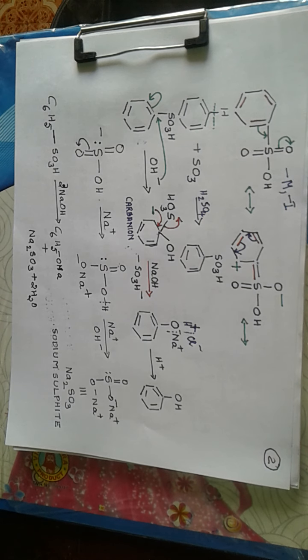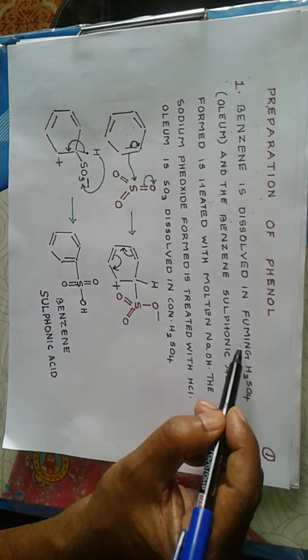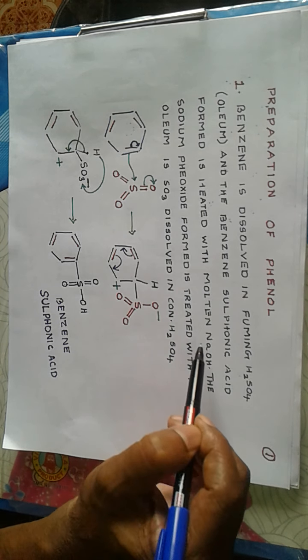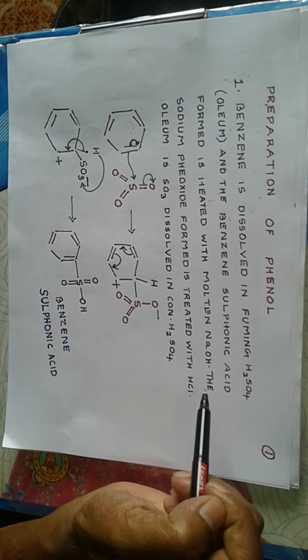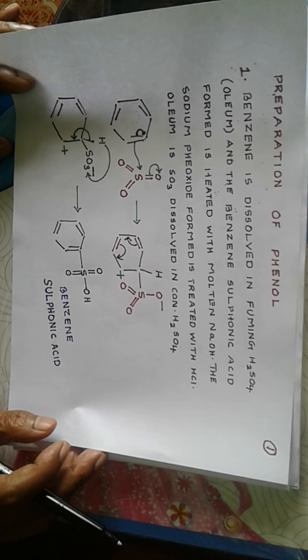Now the method is, first of all, treating benzene with the fuming sulfuric acid, and the benzene sulfonic acid formed is heated with the molten sodium hydroxide. So extreme conditions are needed here, molten sodium hydroxide and the fuming sulfuric acid. So this is also a method of manufacture of phenol.